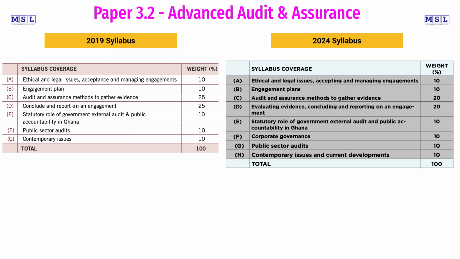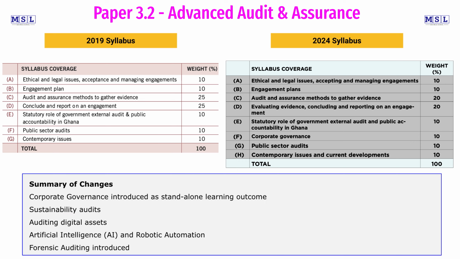Advanced audit and assurance, not too many things are changing. Key changes to take note from this new syllabus is corporate governance has now been introduced as a standalone learning outcome in the 2024 syllabus. So you see, we now have 10 marks dedicated to corporate governance alone. Comparing the old and the new syllabus, you'd notice that the 2019 syllabus had 25 marks for gathering evidence or evidence gathering methods. That is now 20 marks.